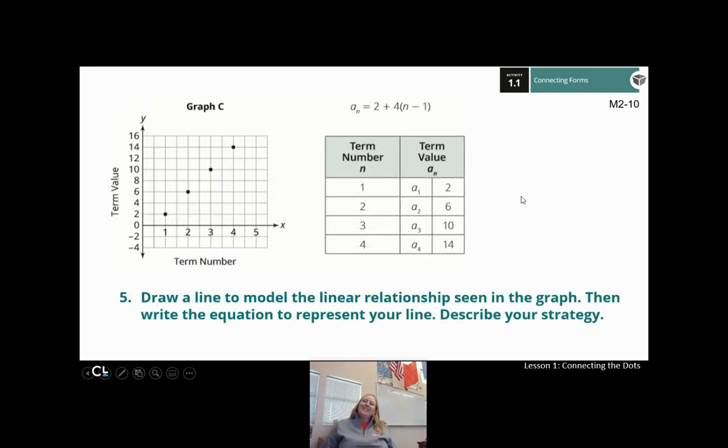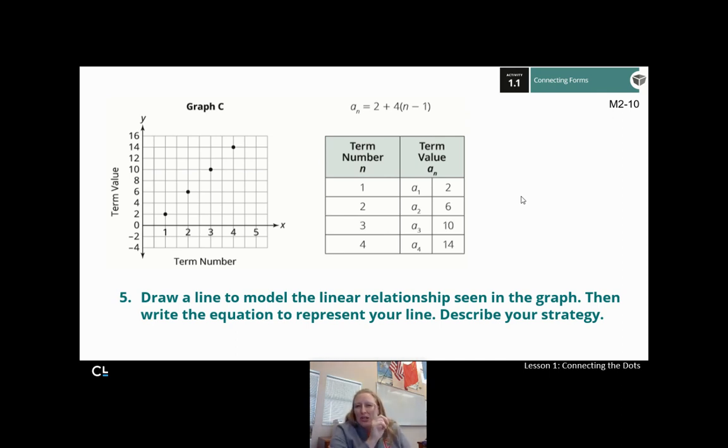All right. Let's take this a little next level. So are you sick of looking at those dumb little dots on your graph? So fine. What I would like you to do now is to draw a line to model the linear relationships seen in the graph. That just means connect the dots, people. But don't just connect the dots. Remember that lines go forever and ever in both directions. So use that whole graph to draw your line.